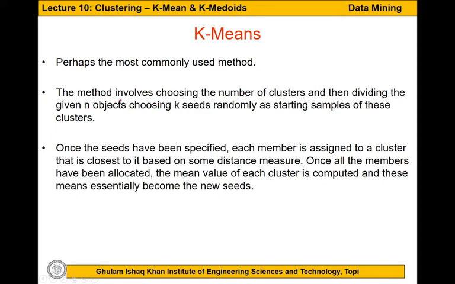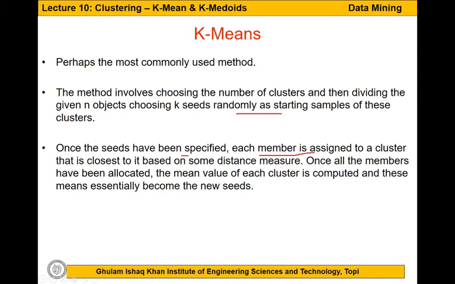The method involves choosing the number of clusters and then dividing the given n objects, choosing k seeds randomly as starting samples of these objects. Once the seeds have been specified, each member, by each member we mean each record in the data set, is assigned to a cluster that is closest to it, based upon the cluster center and the distance.